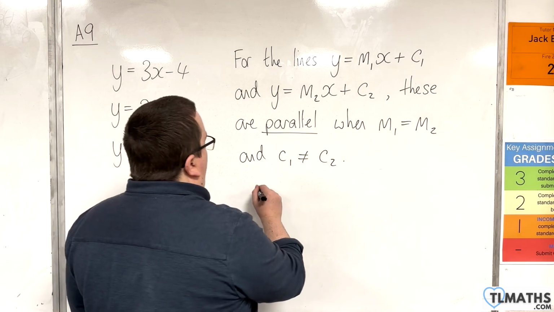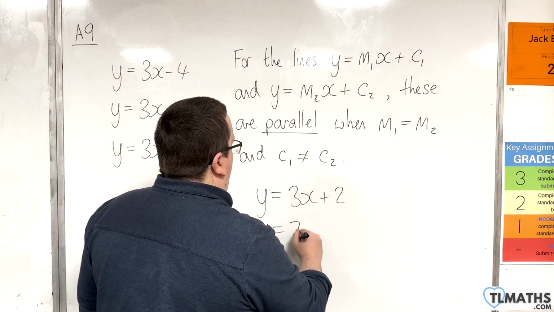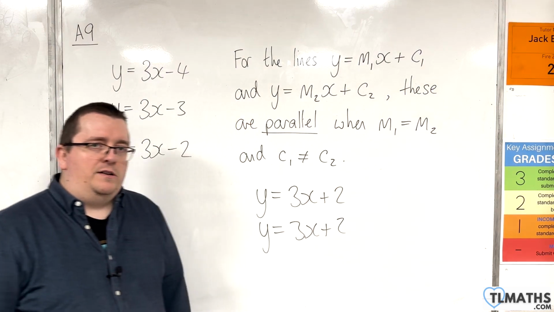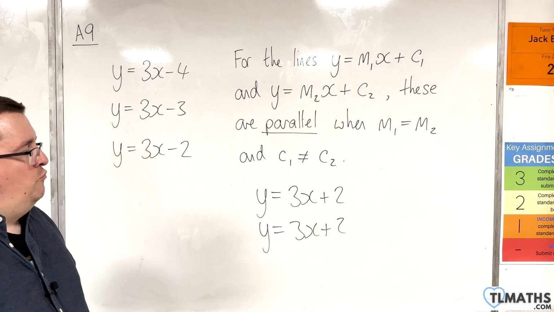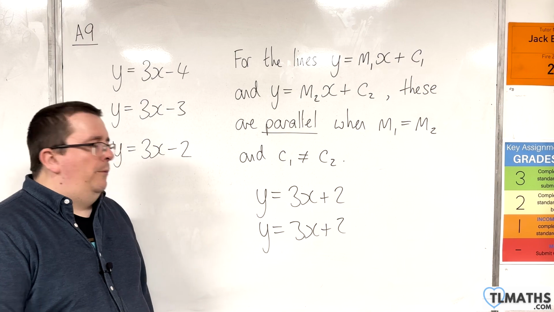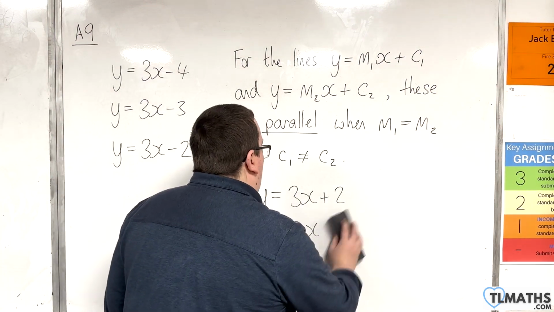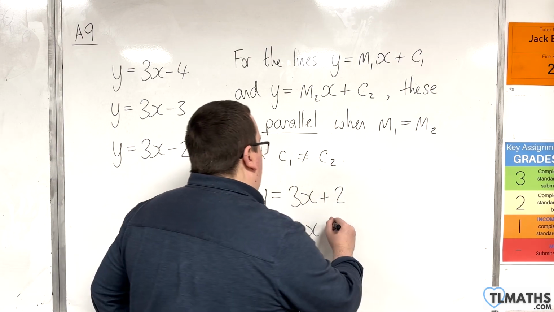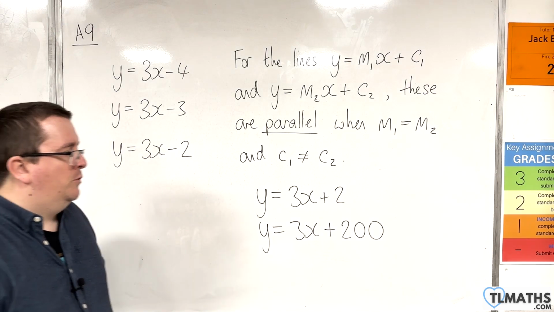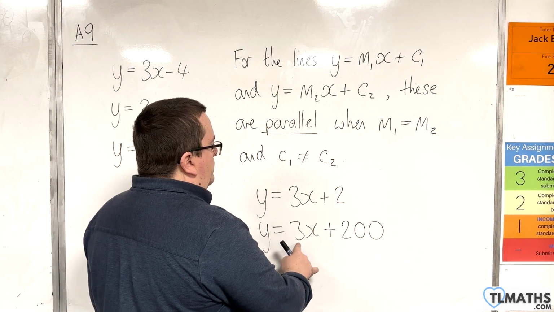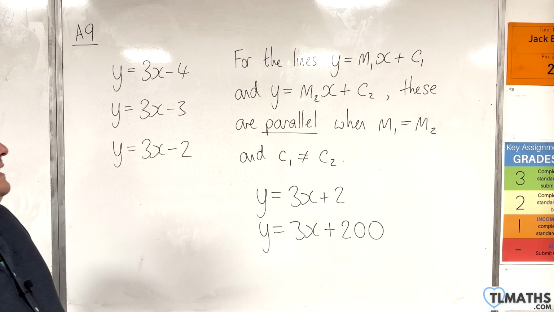Otherwise, we would be able to say that y equals 3x plus 2 and y equals 3x plus 2 are parallel lines. Is that really helpful to say that? Not really. It's more helpful to say that they are the same line. But what we can say is that these two lines are parallel. They have the same gradient, but the y-intercept is different. So 2 and 200 are different, so these are parallel.